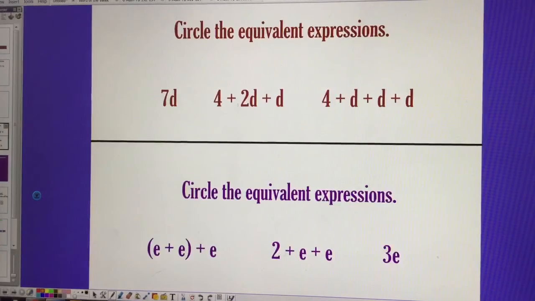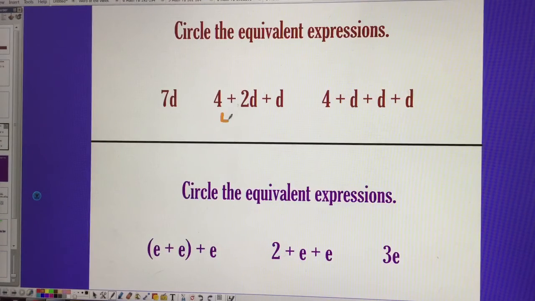Speaking of equivalent expressions, I'll go through these with you, and those will help you for numbers 5 and 6. Circle the equivalent expressions. You have to do a lot of like term grouping here. Here we have 7D, and here we have 4 plus 2D plus D. So I have a normal 4 out in front plus 2D, and add another D, that's 3D. Now I can't combine the 4 and 3 to make 7D, because the 4 is not a D. It's not saying 4 dogs, it just says 4 something, whereas the 3 is specific, it says 3 dogs. So I can't put that all together. That's as simple as this one can go.